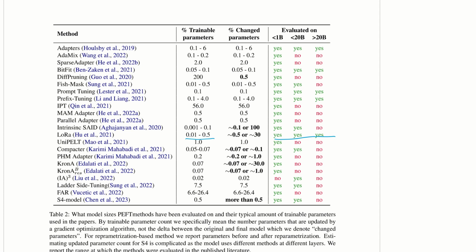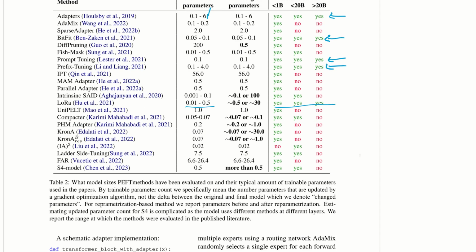You end up training, this is percentage, so you end up training 0.01 to 0.5%. Again, I think this column you notice is very similar for all the methods. Whereas percentage of change varies much more. And prompt tuning and prefix tuning also have been widely evaluated. BitFit, though not as impactful empirically, also has been tried. Adapters in general have been.